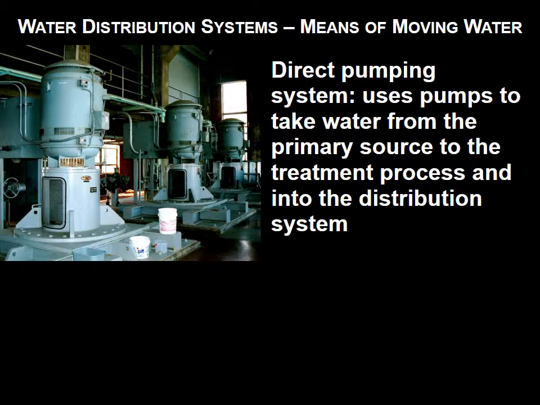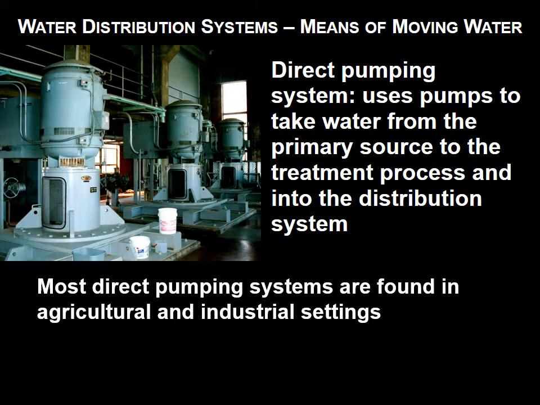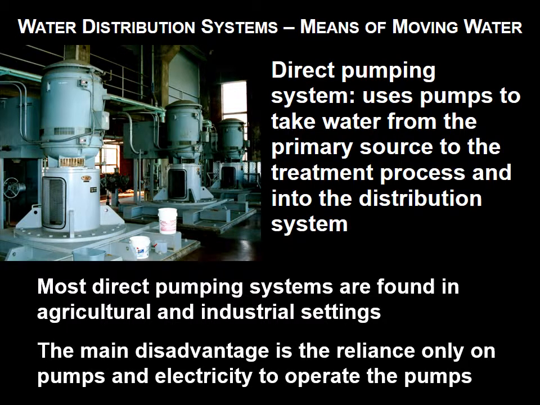All right, our means of moving water is direct pumping. Use pumps to take water from the primary source to the treatment process and into the distribution system. Most direct pumping systems are found in agricultural and industrial settings. The main disadvantage is the reliance only on pumps and electricity to operate the pumps. Backup generators and duplicate pumps may be needed for reliability.